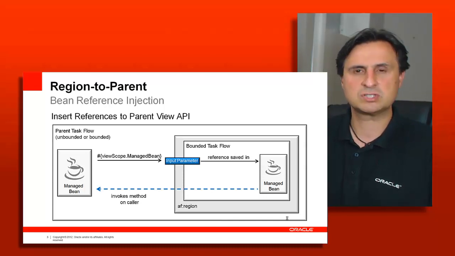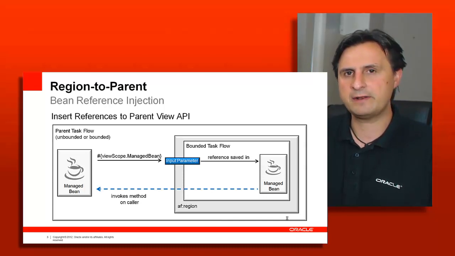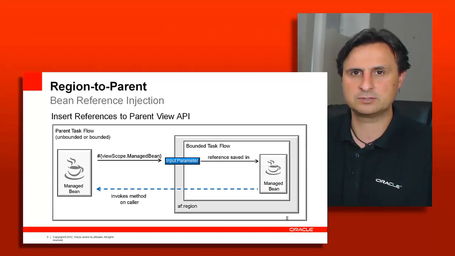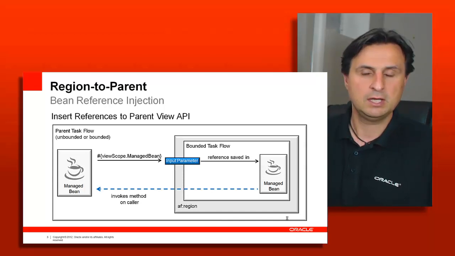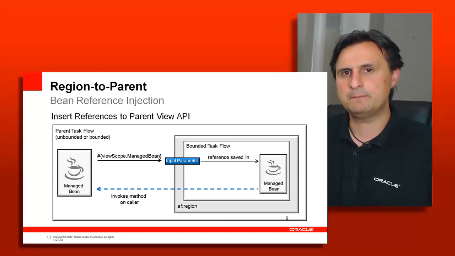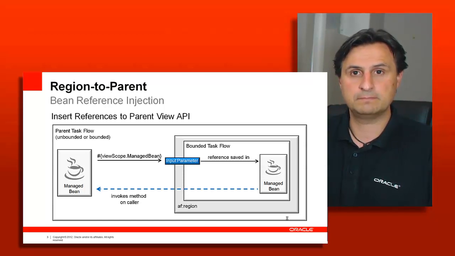My recommendation is just work with an interface. So define an interface for the bean that you want to inject, and this way you have it easy, so you don't rely on knowing about the exact physical Java class name of the parent view managed bean you want to inject. So once the bean is injected, the bounded task flow in the region can access this bean reference and invoke methods on it.